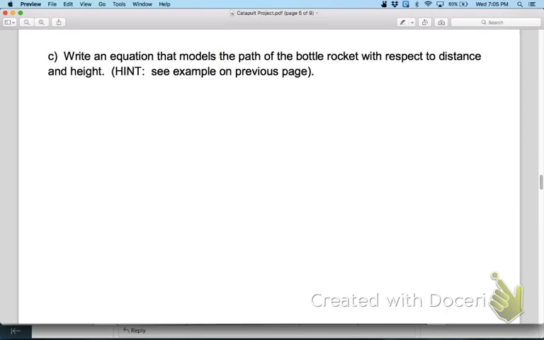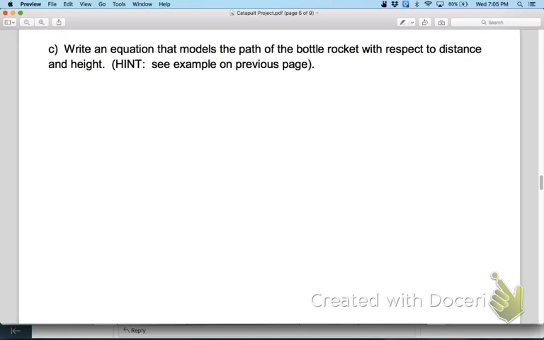Okay, the last one is a little bit more labor intensive, but as systems go, it could certainly be worse. So it says, write an equation that models the path of the bottle rocket with respect to distance and height, using what we looked at in that previous example. And so here's what we know. And this is where that last bit of information comes in. You notice we haven't used the fact that they said it traveled a total distance of 50 feet. That is important because that's one of the points that we have to use.